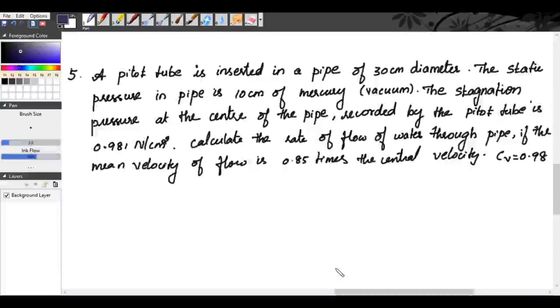Okay, now the next problem. A pitot tube is inserted in a pipe of 30 centimeter diameter. So the pipe is 30 centimeter diameter. The static pressure in the pipe is 10 centimeter of mercury, that is vacuum. Static pressure head. And the stagnation pressure at the center of the pipe recorded by the pitot tube is 0.981 Newton per centimeter square.